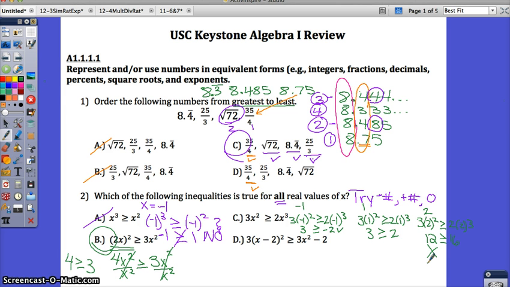And the last one, D, you could also try that as well with plugging in numbers or solving. With D, if you FOIL this out and solve the inequality, you will get down to x is less than or equal to 3/2. That means that it's not true for all values, because if x is greater than 3/2, it will not work. And you could try plugging in a number to see that. So my answer for number 2 is B.